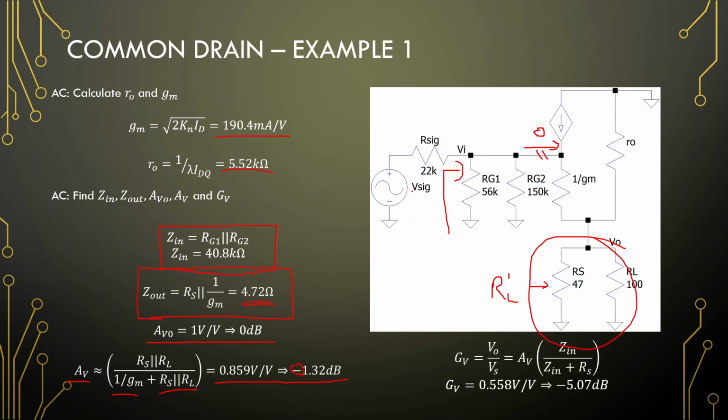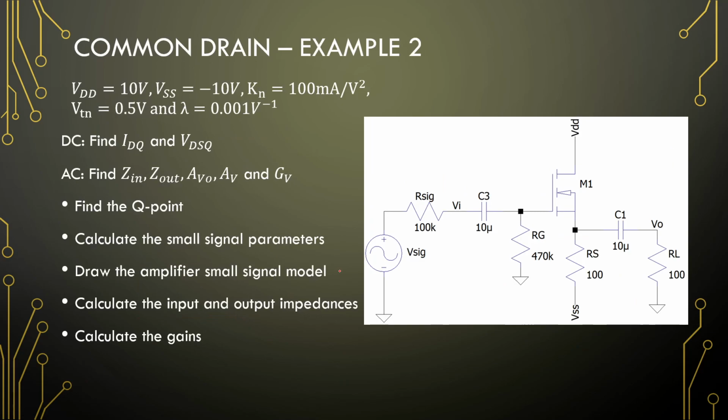If we include the effect of a source resistor, we have one big voltage divider here on the input. That will bring us down to minus 5.07 dBs. On to the next one.